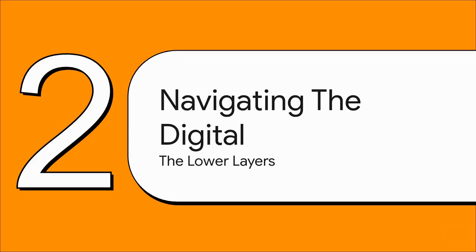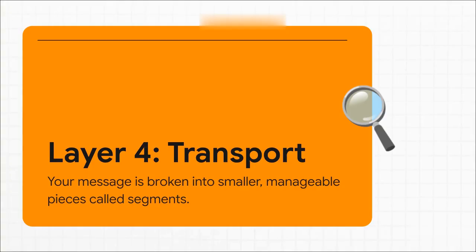Okay, our message is prepped, and the line is open. Now for the really fun part, the action-packed part of the journey, navigating the massive, tangled web of the internet itself. We're heading into the lower layers. Welcome to layer 4, the transport layer. See, sending a huge message all in one go is super risky. If one tiny piece gets lost or corrupted, the whole thing fails. So this layer is like a smart traffic director. It chops your message up into smaller, numbered pieces called segments. It's like sending a book chapter by chapter instead of all at once.